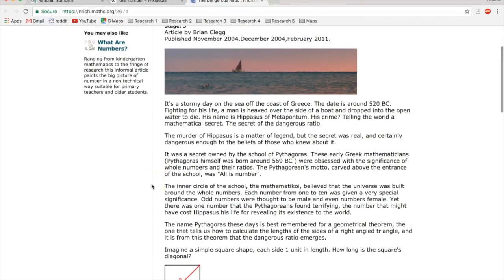Now, for people that know what I'm talking about and know that I believe that this is a simulation, I think Pythagoras might have been onto something, that all is number.